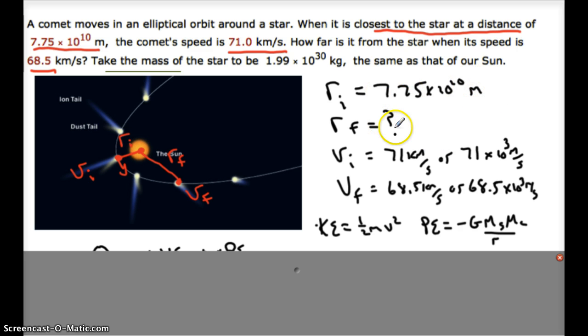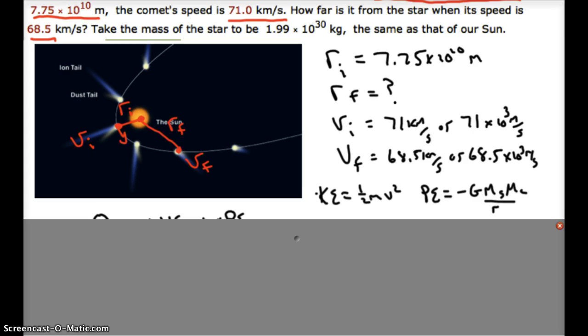So just label everything that you know and don't know. And remember our term for kinetic energy is 1/2 mv squared. Our new term for potential energy for gravity in this problem is negative G, the mass of each object, over r. And that has to do with the fact that the force varies with r. And this becomes the new term that we use for gravitational potential energy.